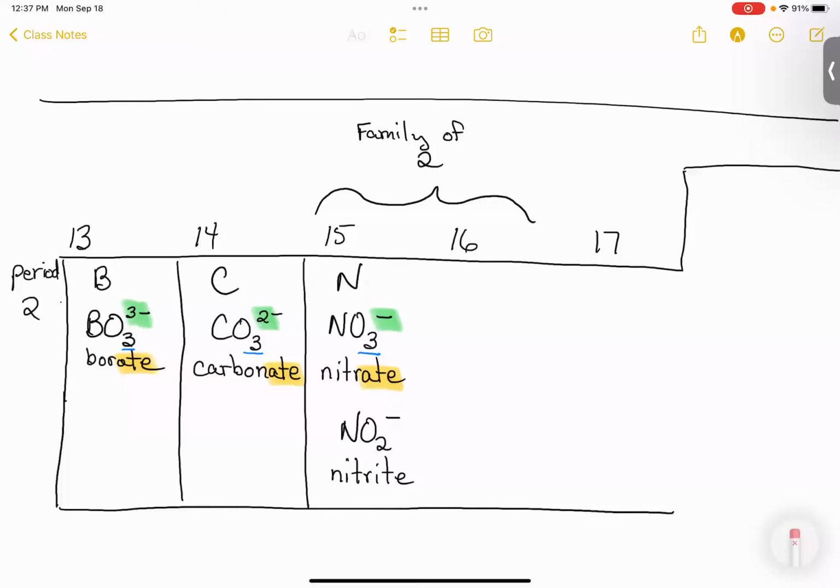So we have discussed some trends already. One of the trends is the ates in the same period have the same number of oxygens. That is going to be a continuing trend. Another trend that is going to be a constant is that the charge drops by 1, going from 3 to 2 to 1. That's another constant storyline. The last constant in our storyline is going from an ate to an ite. Everything will stay the same, except we'll lose one oxygen.